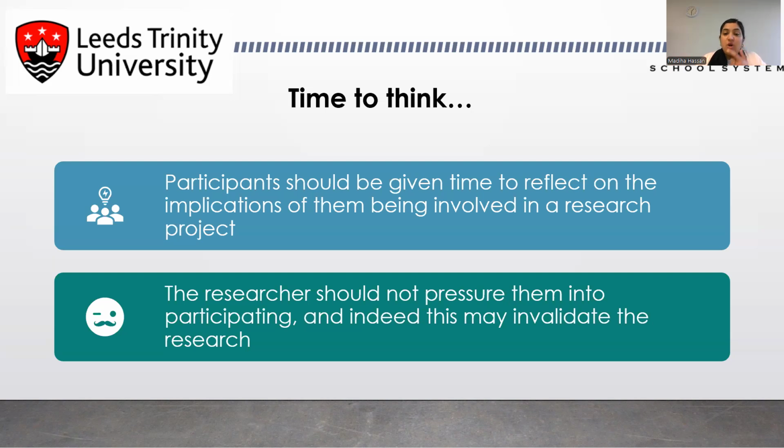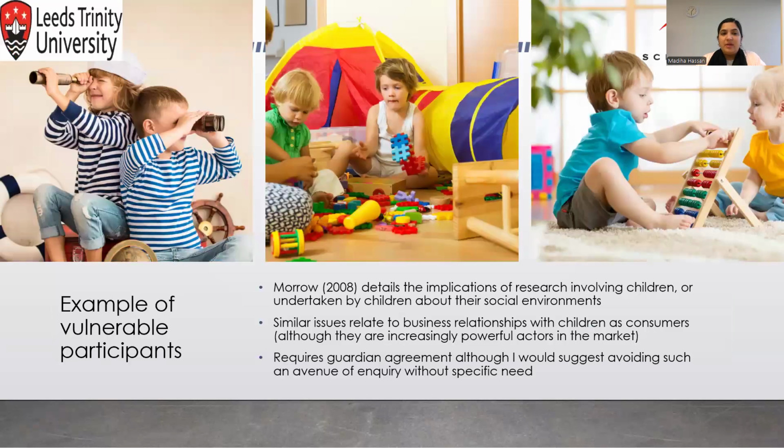The researcher should not pressure them. You cannot get their consent by anything which is unlawful or unethical as well. Example of vulnerable participants may be children. So if you are researching anything on the children, the consent of their parents is very important, and they need to be told that, okay, these can be the consequences. It requires guardian agreement, although I would suggest avoiding such an avenue of inquiry without specific need. So if you do not need to involve children, do not involve them.